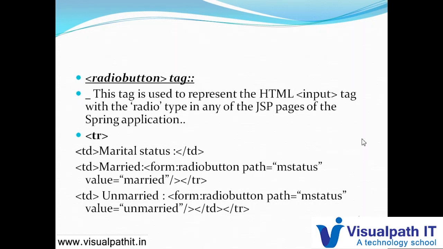So here M status is nothing but a string property. It is bound to the radio button tags. We must remember that during runtime, only one radio button can be activated or selected with the help of this M status property.